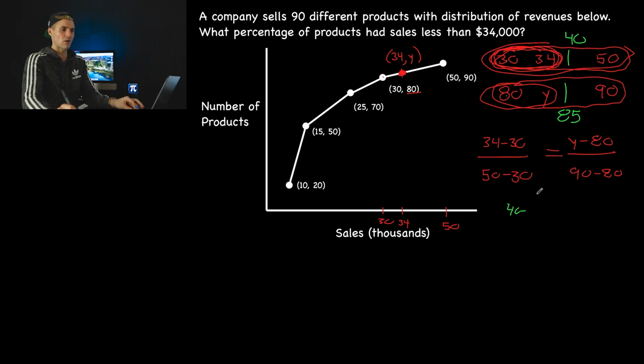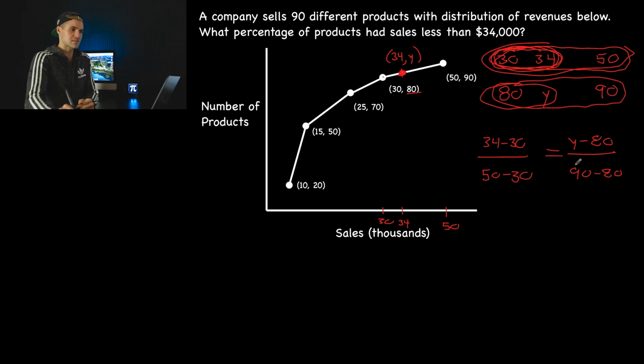So we're trying to figure out, for this y value, what's going to make these two proportions the same. So we're trying to figure out what's going to be the y value that's going to make those proportions the same, right? And so we can solve for y like that.